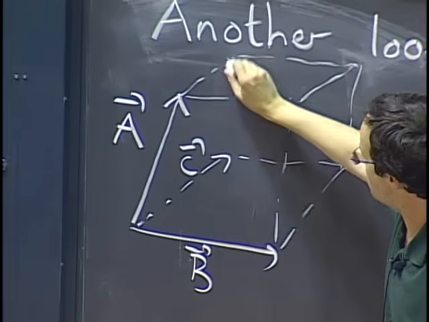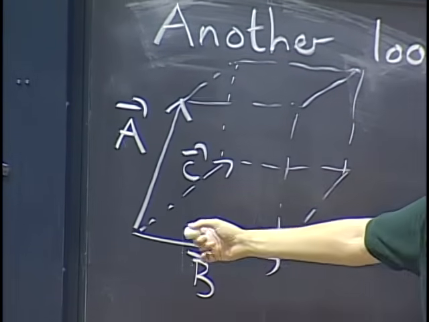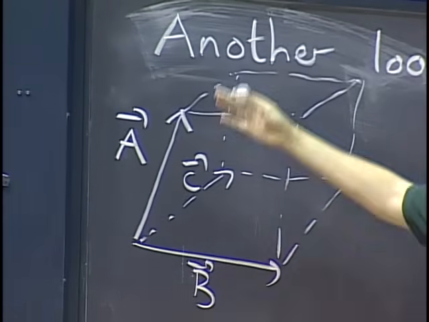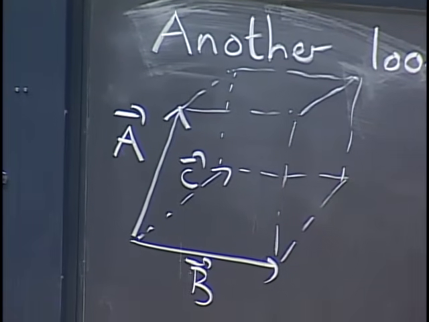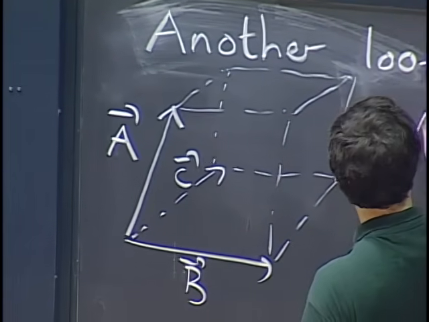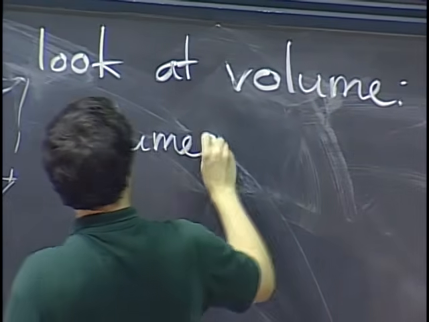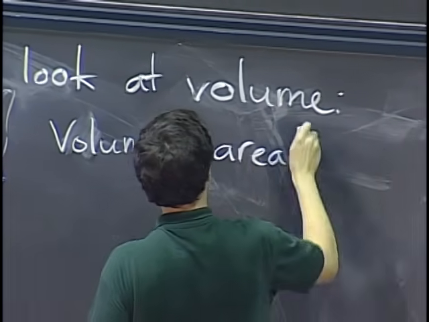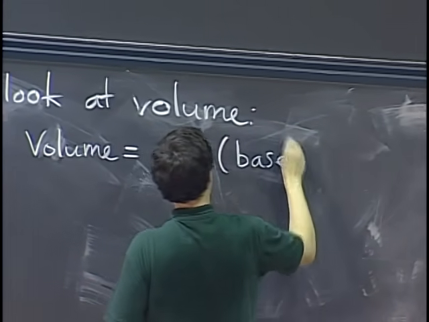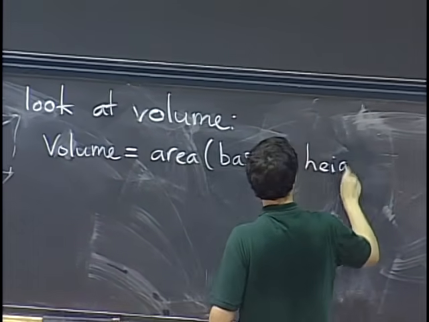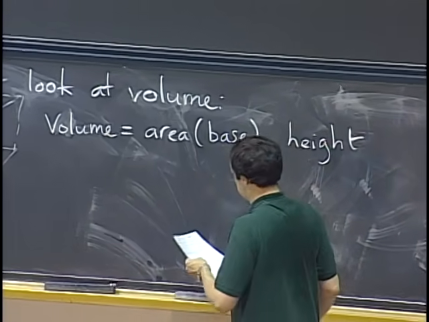So probably you know that the volume of a parallelepiped is the area of a base times the height. How do we do that in practice?